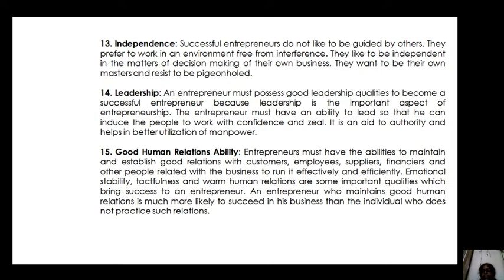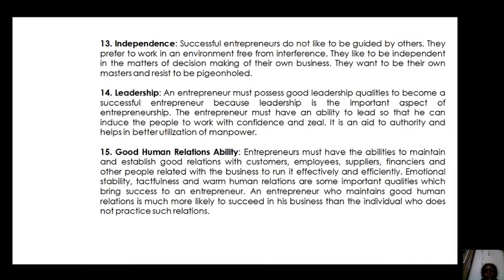Because he has to deal with customers, he has to deal with employees, he has to be continuously in touch with his suppliers and financiers, and while doing that, he should keep good relations with them. Okay? He should not be very emotional. He should not always have a bossing kind of nature with his employees and customers, but he must be a balanced person.